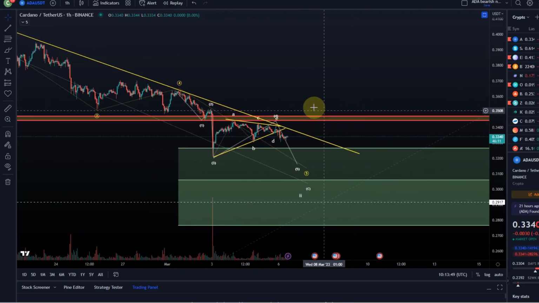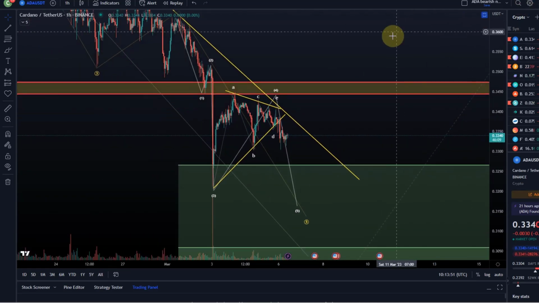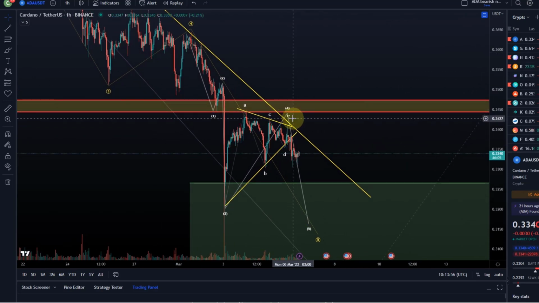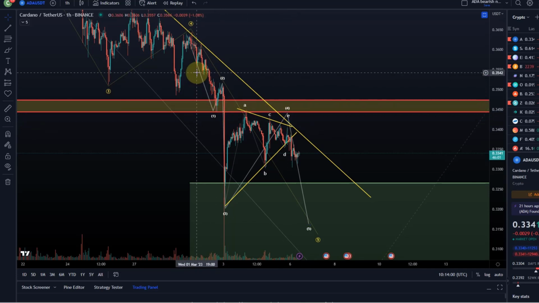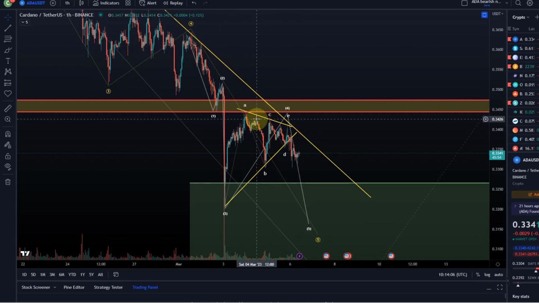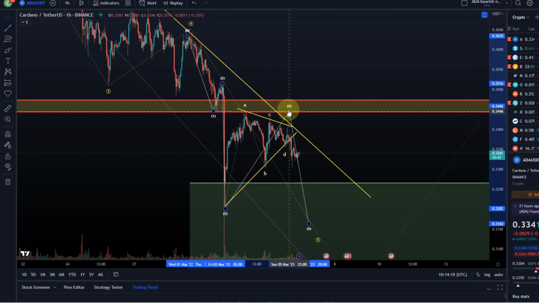There's a bit of difficulty in counting the subwave structure, but I think I found a good way in that we consider this 4th wave as a triangle. And of course, waves 4 and 1 are not allowed to overlap in an impulse. First of all, that raises the question, is the 5th wave here actually an impulse? And if it is, they can't overlap, that's true, but you can make the case that the A wave of the triangle, the A wave of the wave 4, is allowed to overlap with wave 1, as long as the end of the wave 4 doesn't overlap with wave 1, okay?